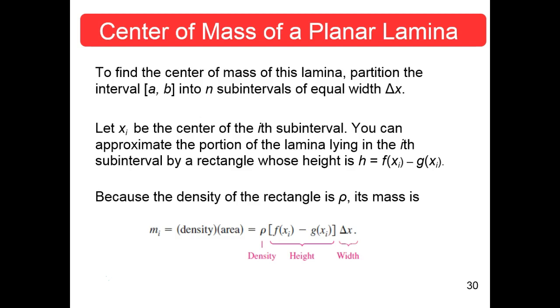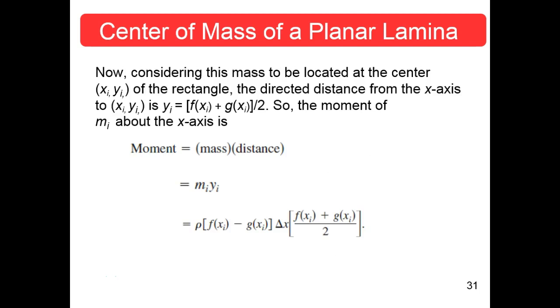Because the density of the rectangle is rho, the mass of that rectangle, m sub i, would be rho times the difference here times your delta x, which we were talking about before. Okay, so all this is making sense. Now, considering that mass to be located at the center, x sub i, y sub i, of the rectangle, the directed distance from the x-axis to x sub i, y sub i is y sub i, which is simply the average of those two.